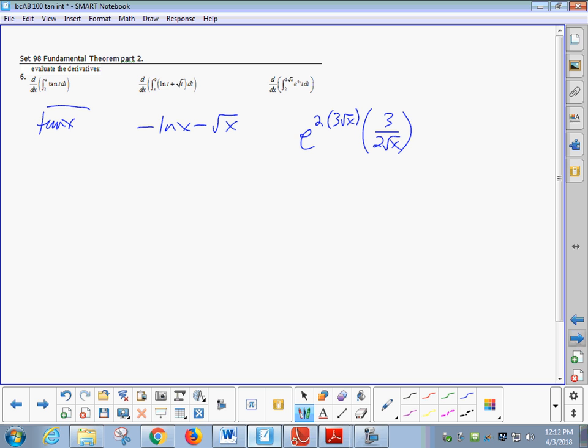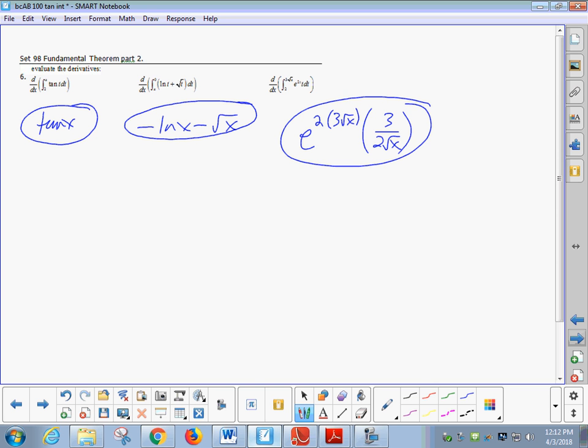The second part of the fundamental theorem, tangent. When the x is in the lower limit, you have a negative, then negative natural log minus root x. And then the last one involved the chain rule. Make sure you use the chain rule: e to the 6 root x times the derivative of 3 root x, which is 3 over 2 root x. Just make sure you use the chain rule. Cool? Okay.